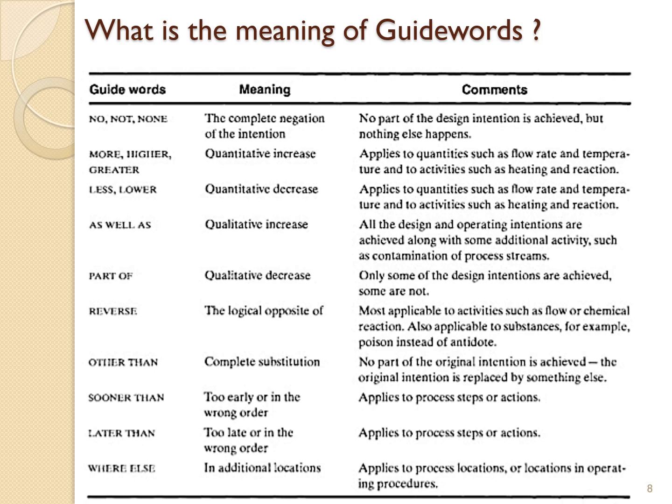Reverse guide word, the meaning is the logical opposite of. What are the comments? Most applicable to activities such as flow or chemical reaction. Also applicable to substances, for example, poison instead of antidote. The guide word other than, meaning complete substitution. For comments, no part of the original intention is achieved. The original intention is replaced by something else. The later guide words, sooner than, later than, wherever, where else, are the variants of other than. You can go through this slide.